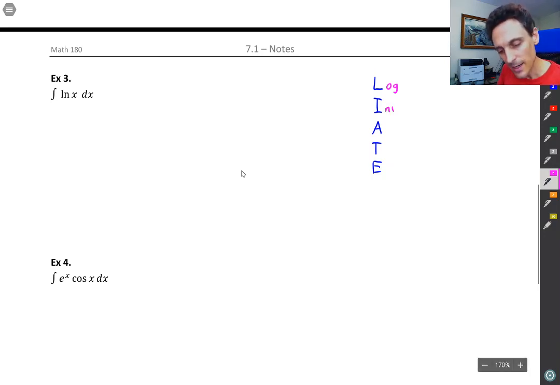The next is I, which stands for inverse trig functions. So this would be things like inverse sine, inverse cosine, inverse tangent. I should probably write up logs.